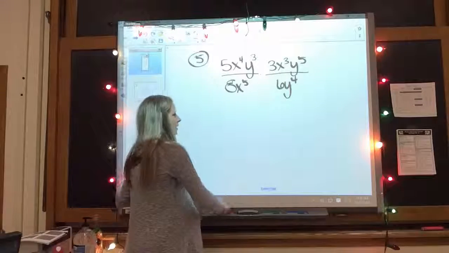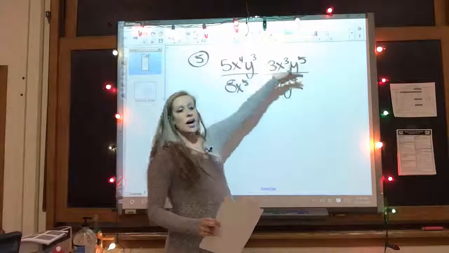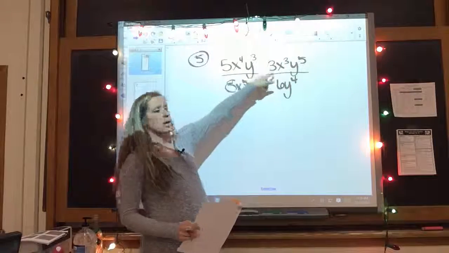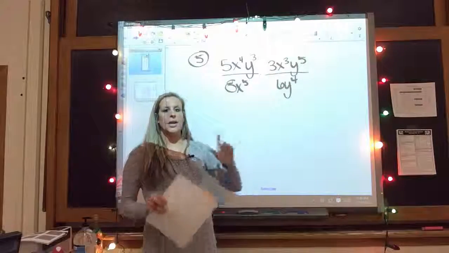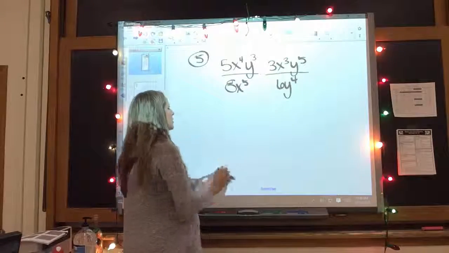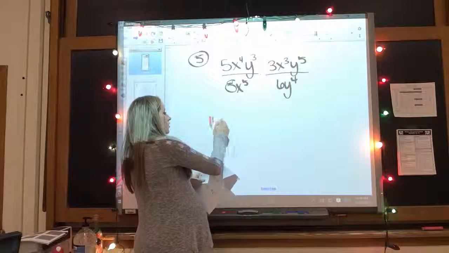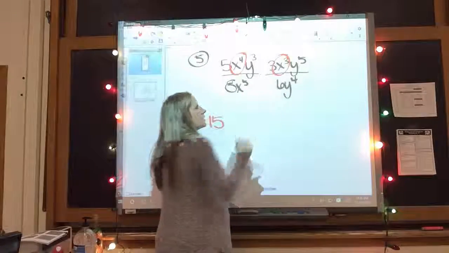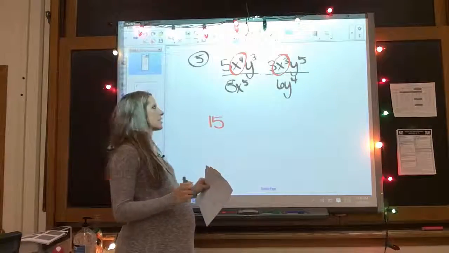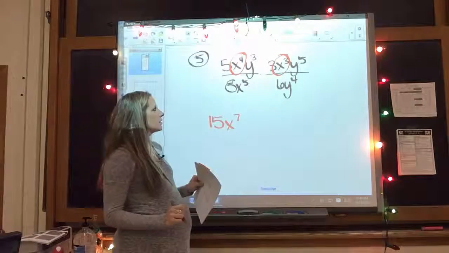Okay, so we're multiplying. Whenever you multiply fractions, you multiply across. So I'm going to multiply my numerators together, and then I'm going to multiply my denominators together and get one big fraction. Okay, so 5 times 3 for your coefficients would be 15. When I multiply my x's, when you multiply, you add your exponents. So 4 plus 3 is 7.